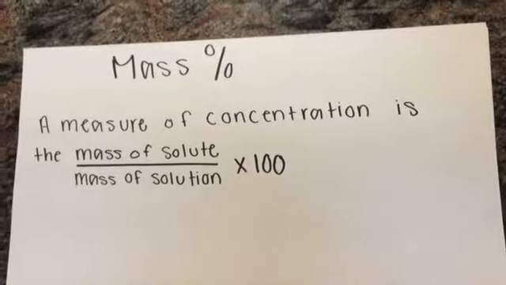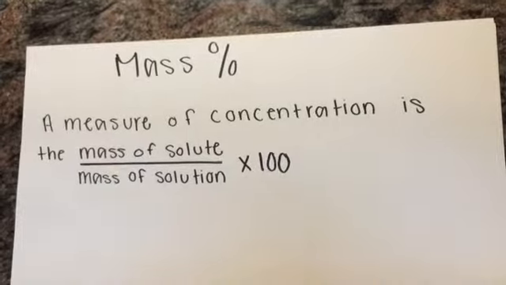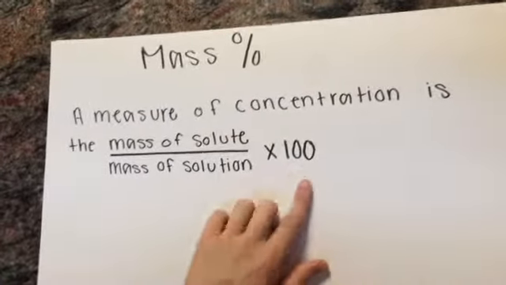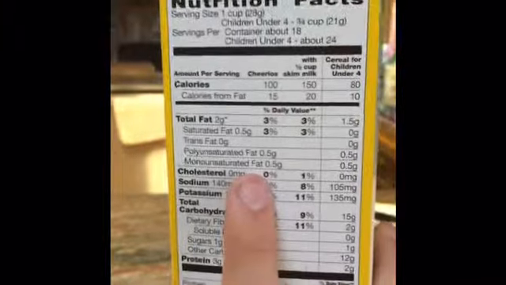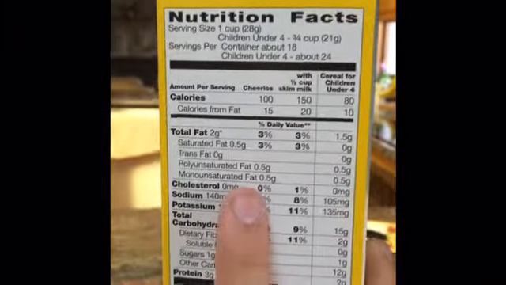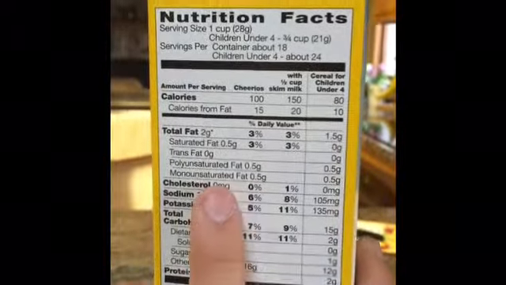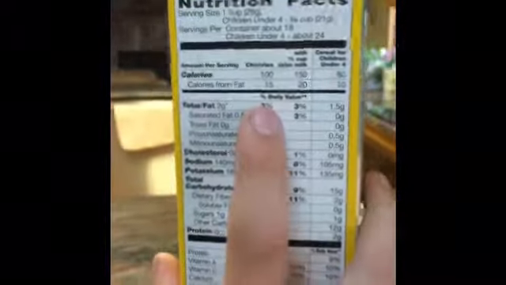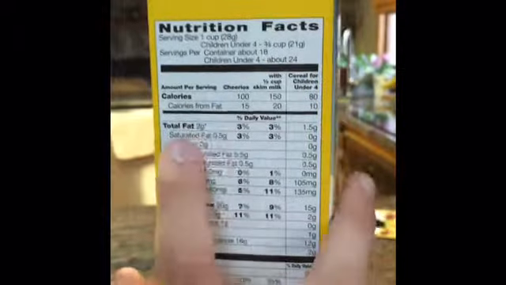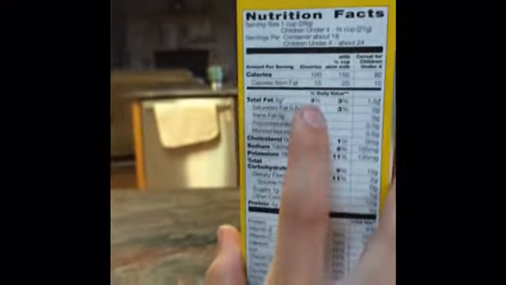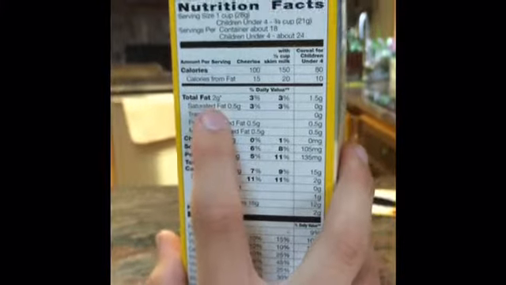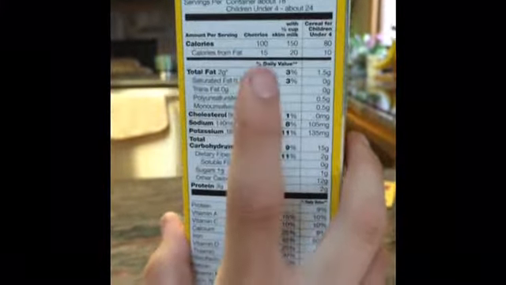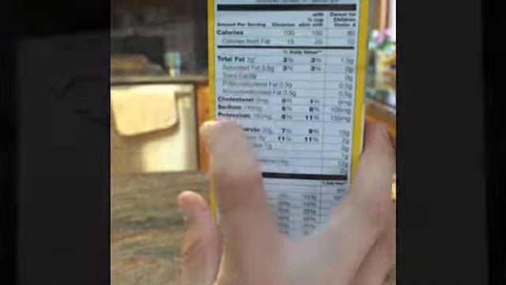Mass percent is the measure of concentration. It's mass of solute divided by the mass of the solution times 100. So mass percent is the concentration of foods, products such as Cheerios, and there's 3% total fat, and saturated fat there's 3%. Everything else there's 0 grams, 0.5 grams, and 0.5 grams, but total fat 3%.